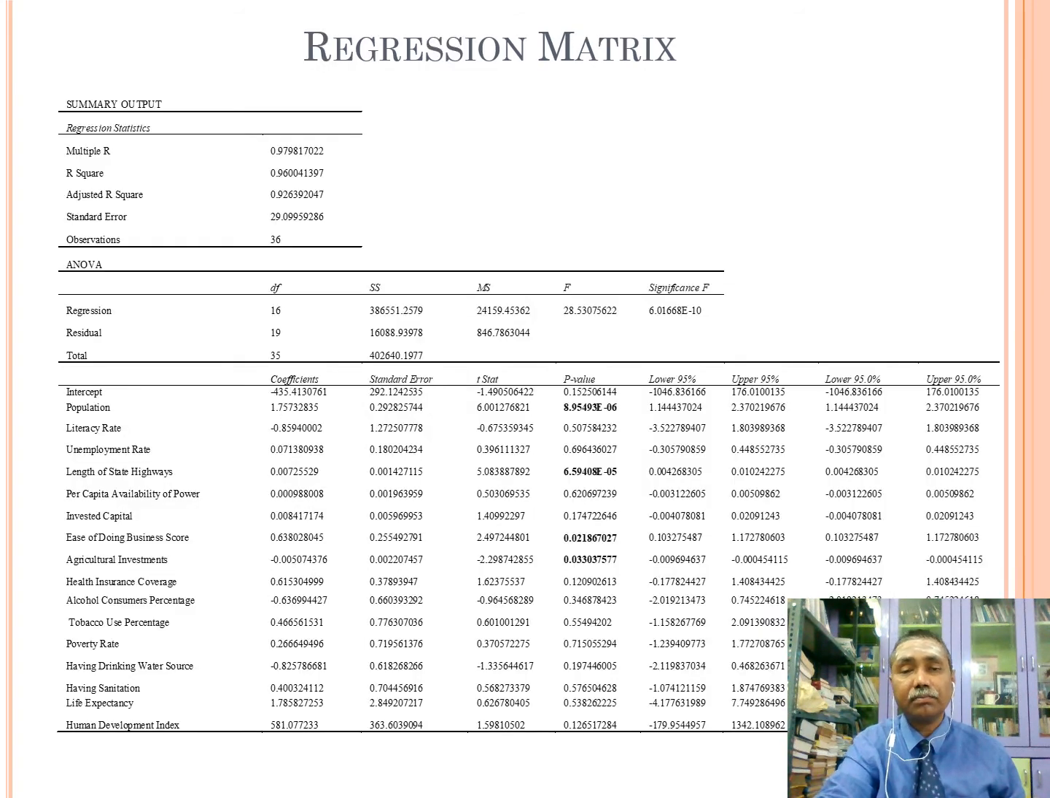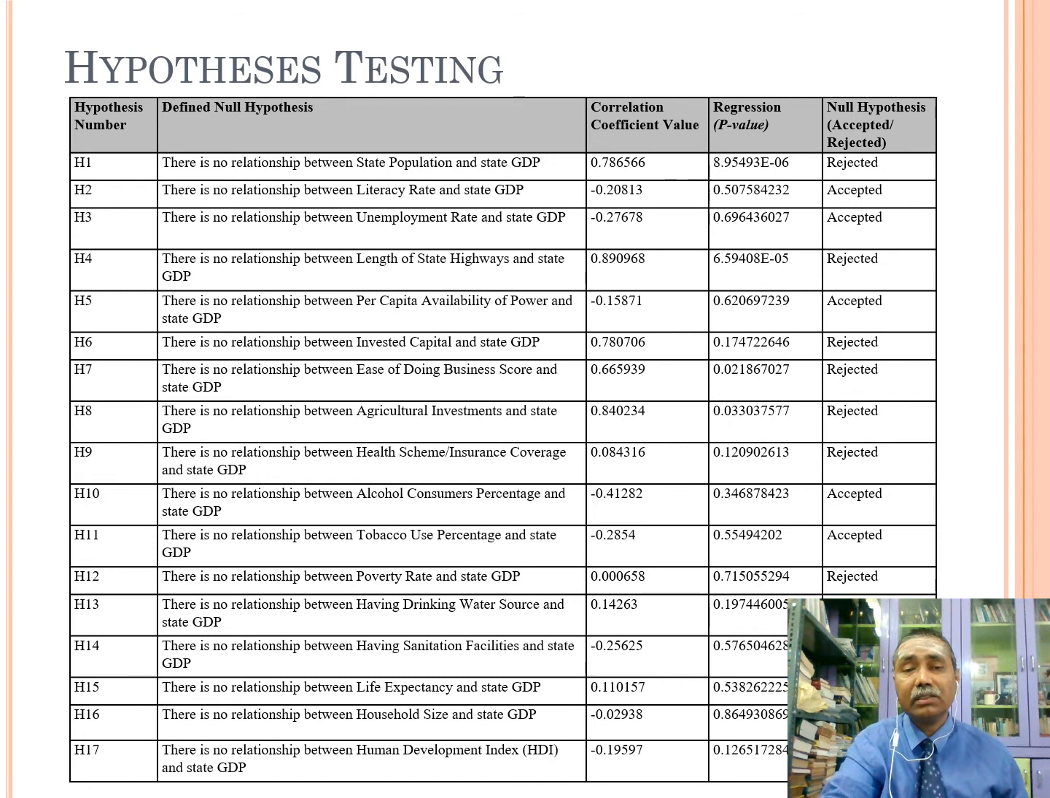So this is the regression matrix. I considered a p-value less than 0.05. These factors are really contributing to the GDP, for example, population, length of state highways, ease of doing business, and agricultural investments. They have regression coefficients with p-value less than 0.05, so they are contributing to the GDP. Next, hypothesis testing. Wherever there is positive correlation, I have rejected the null hypothesis, and wherever there is negative correlation, I have accepted the null hypothesis.